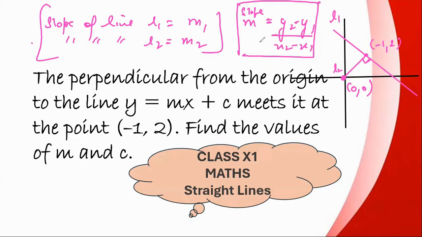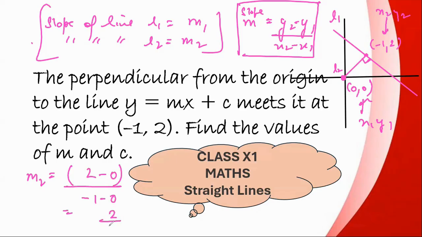If we use this formula for line L2, let's say this is (x1, y1) and this is (x2, y2). You can also take (-1, 2) as (x1, y1) or (0, 0) as (x2, y2), it's your choice. I am taking (-1, 2) as (x1, y1) and (0, 0) as (x2, y2) for line L2. Putting it in the formula, (y2 - y1) over (x2 - x1), it's 0 - 2 = -2 over 0 - (-1) = 1. So the value of m2 is -2.